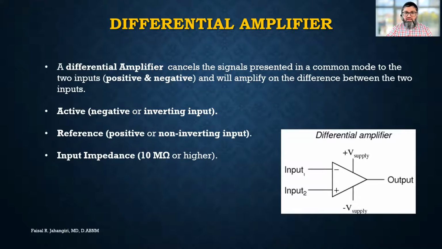So input impedance is the impedance at the entry of the differential amplifier. It is not the impedance of the electrode. When we talk about regular impedance, we are talking about the impedance of the electrode at the recording side, but this is different. According to the guidelines, the minimum input impedance should be 10 megaohm or higher.